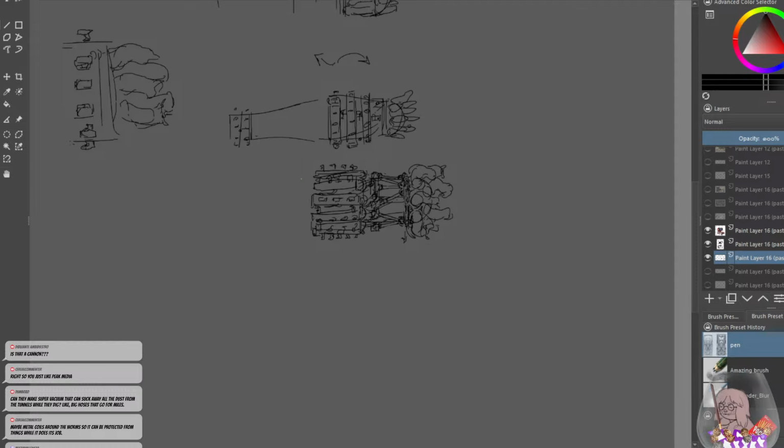I still don't like the head. But yeah, I'm liking these rows instead, and the piston thing like this is kind of a nice set of details, I think.